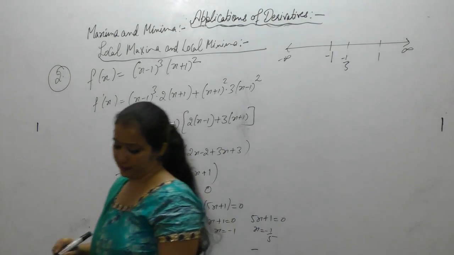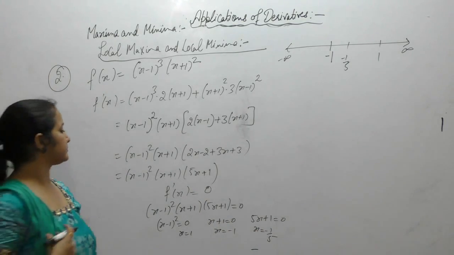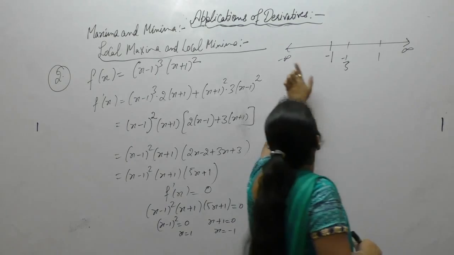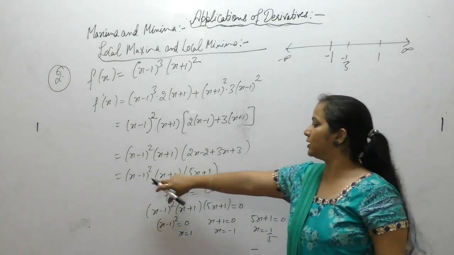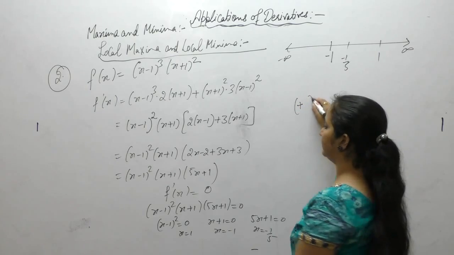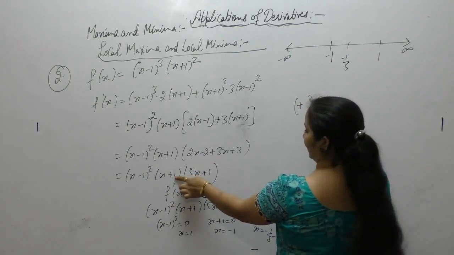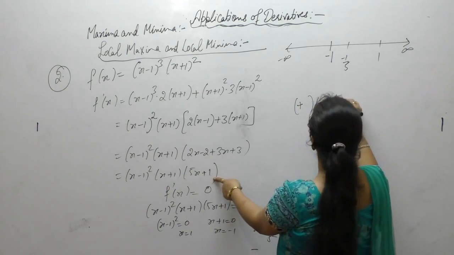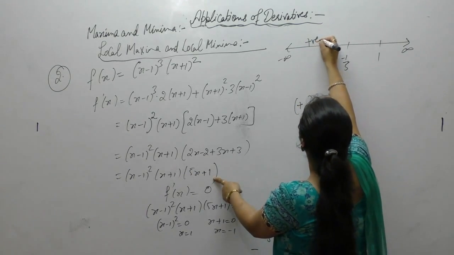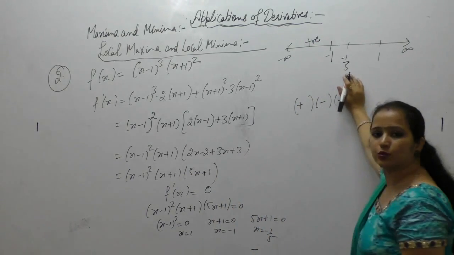Now, check for the signs. Minus infinity to minus 1, let the number be minus 2. Whole square is positive. Minus 2 plus 1 negative. Minus 2, 5 into minus 2 is minus 10 plus 1, negative. So positive here. Minus 1 to minus 0.2.